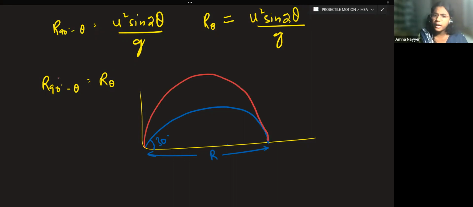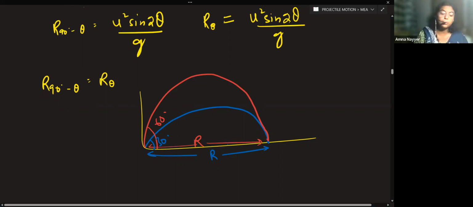Height and other parameters will be different. But ultimately, this range of motion will still come out to be the same. Got it? This is what is meant by complementary. So note down range of motion, then we'll discuss height and velocity. Two topics are left before we move on to the numericals.